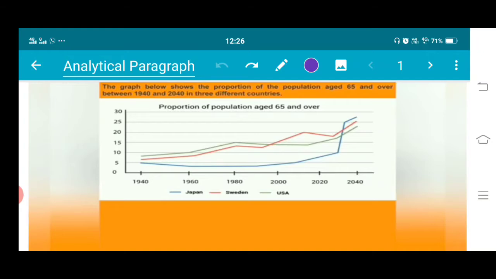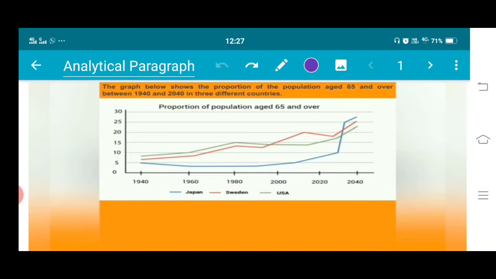I told you in the last video that the introductory paragraph is the first thing which we have to do. Then we have to do the overview, then the body of the paragraph, and then we have to conclude, right, the conclusion paragraph. So in the introductory paragraph I gave you one piece of advice, that you have to paraphrase the question itself. So let's read the question.